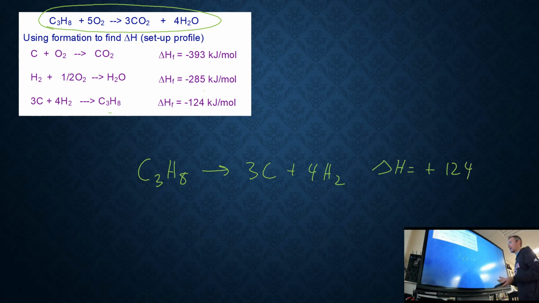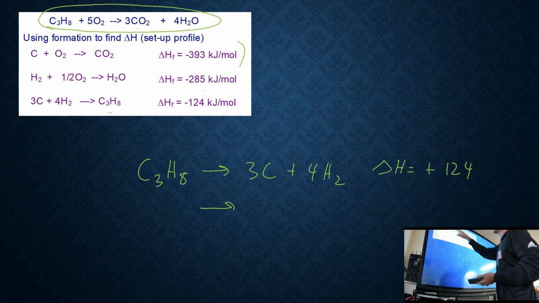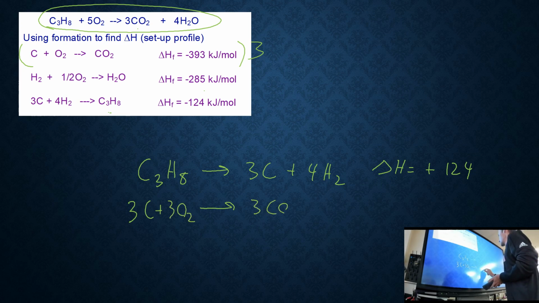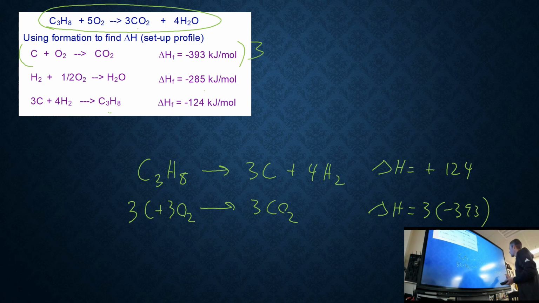You flip the reaction, you have to flip the energy. Second reaction, we're going to skip oxygen. We want CO2, we want 3 of them. So we have to multiply our reaction by 3. So we're going to do 3 carbons, 3 O2 yields 3 CO2. Delta H is going to be 3 times negative 393. It stays negative because we didn't flip the reaction.